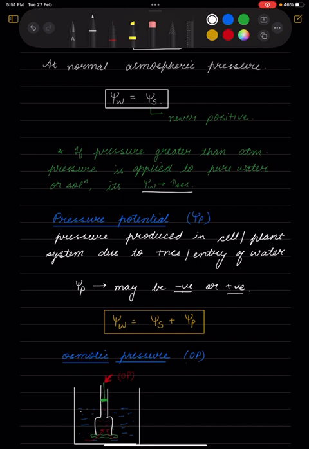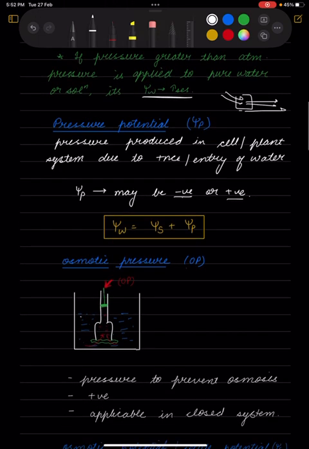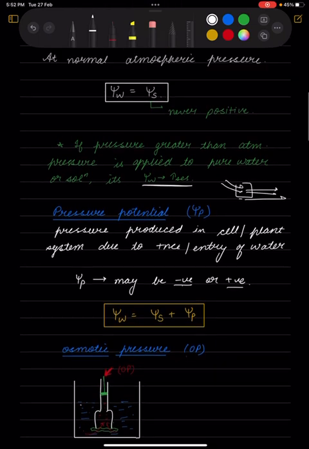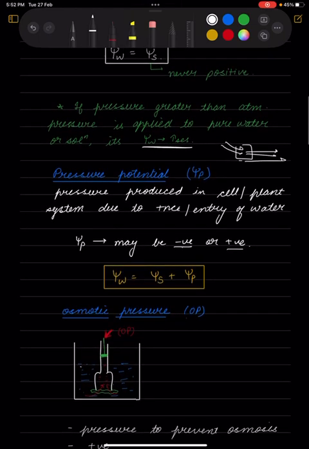Suppose there is a container, and we need to flow water from here to here. If we apply some pressure over here, then water will easily flow from here to some other medium. So if pressure greater than atmospheric pressure is applied to pure water or solution, the water potential will increase and it will flow easily. The maximum water potential, as I have told you, is 0 for pure water, and when we add solute into the water, then water potential will decrease. We have learned this till now.